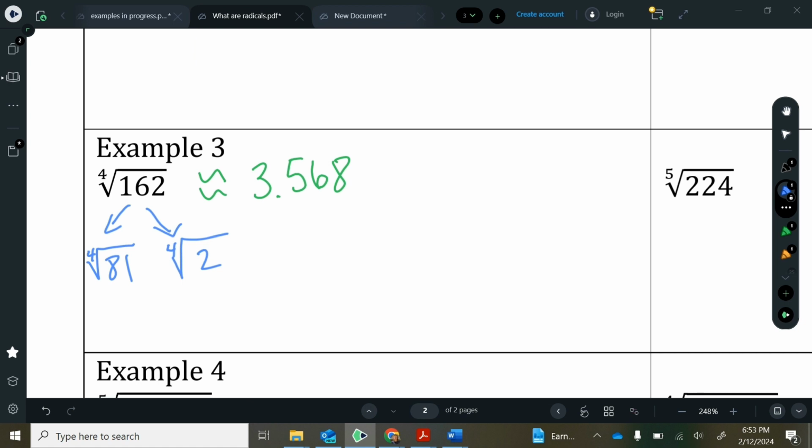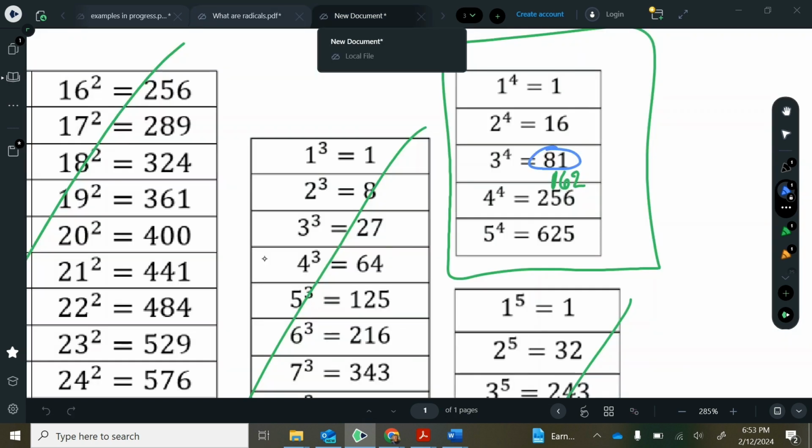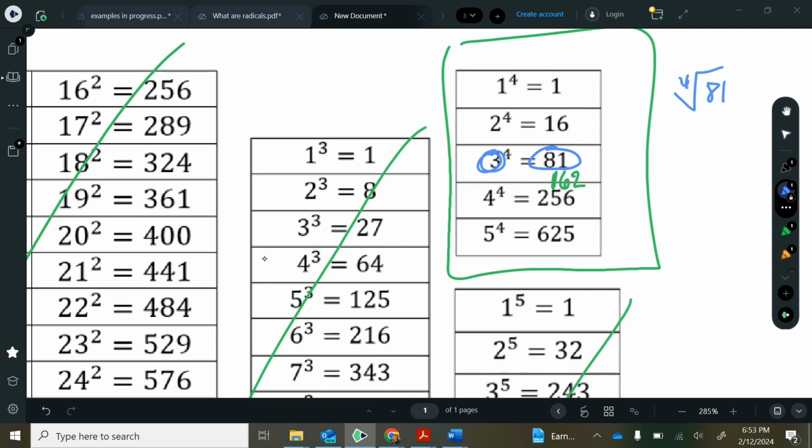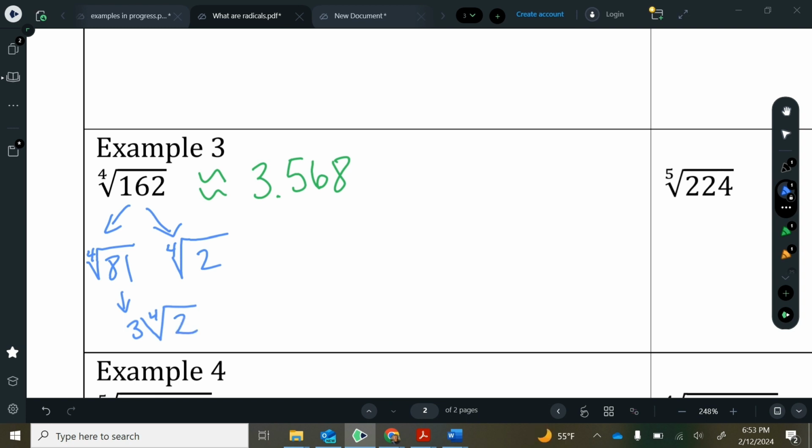And then the next step is this. We can evaluate this. Since 81 was on the list, this is going to be equal to a whole number. Let's go back and look. 81 is on the list. It's a factor of 162, and its fourth root is going to be a 3. So the fourth root of 81 is equal to 3. That's what we get from this table. So over here, this is going to change into a 3. And this is just going to come down. So here we'll have 3 times the fourth root of 2. And you know what? This here is our final answer in simplified form.